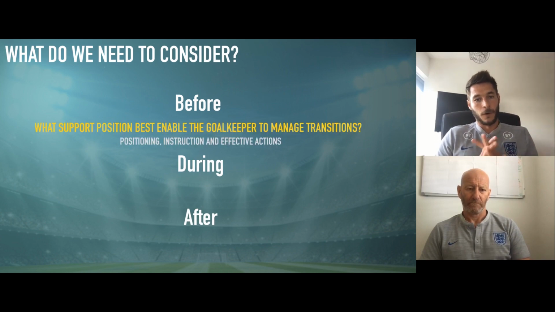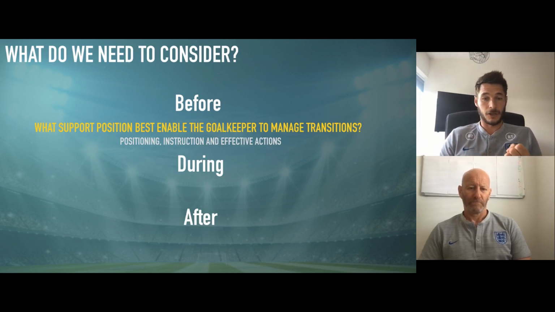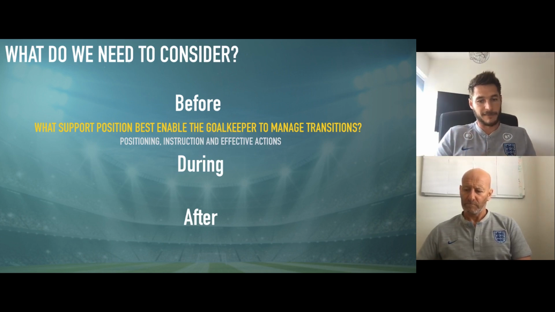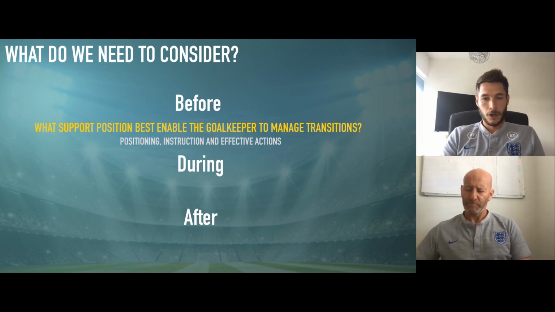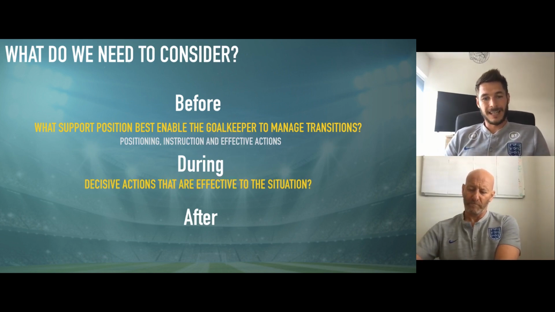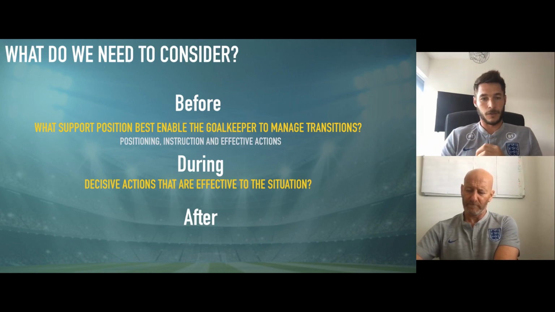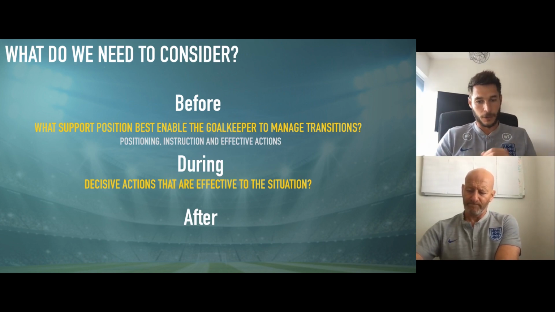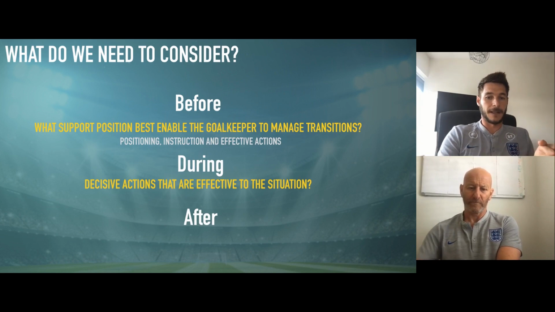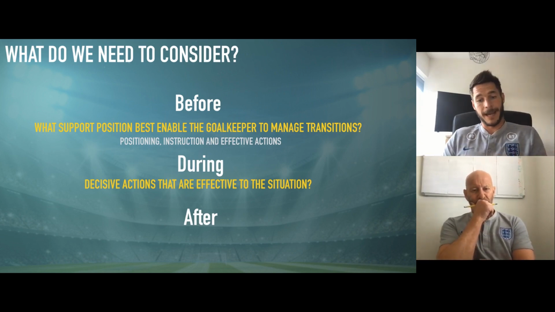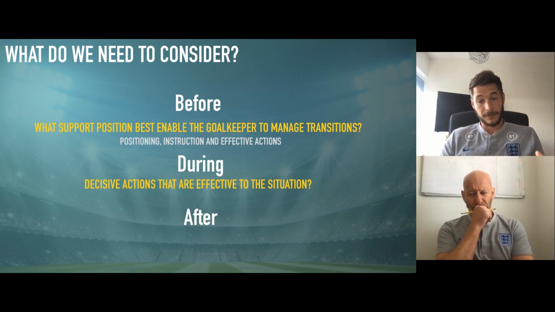So before, what support position best enables the goalkeeper to manage transitions? Just below that, I've put managing transitions is through your positioning, your instruction, and your effective actions. Going back to that proactive manager out of possession in the characteristics in the England DNA. During, what decisive actions are effective to the situation? So what actions do we want to do by defending the space, by defending the area, and defending the goalkeeper in line with the situation that he's faced with?